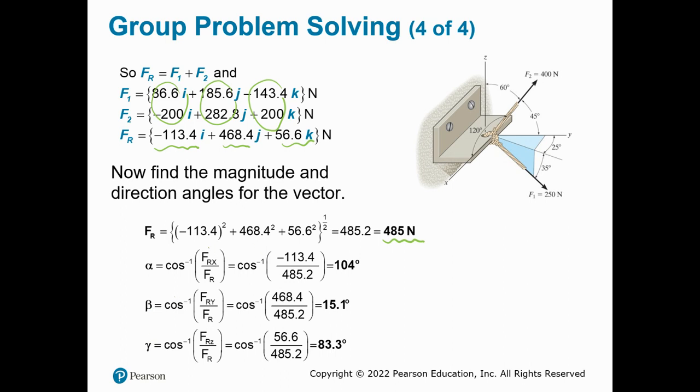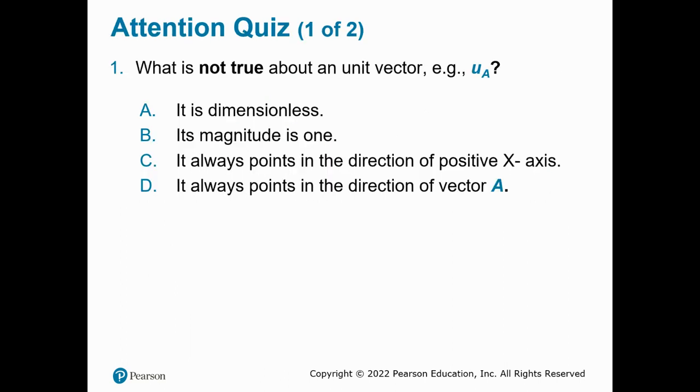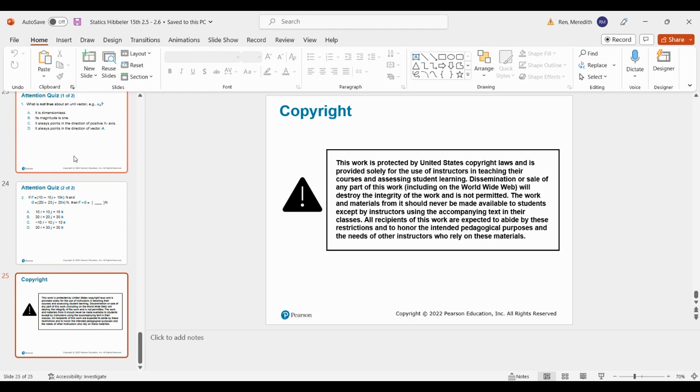So you take the x component of the resultant force divided by the overall magnitude of the resultant force. That gives me the cosine value of alpha, and you do a cosine inverse, which gives me the actual angle alpha. You do the same thing for beta and gamma. Beta is the angle between the y component and the resultant force. Gamma is between the z component and the resultant force. I hope that helps you. This is what I want to cover for section 2.5 and 2.6.